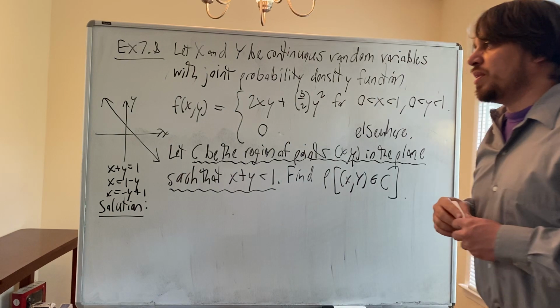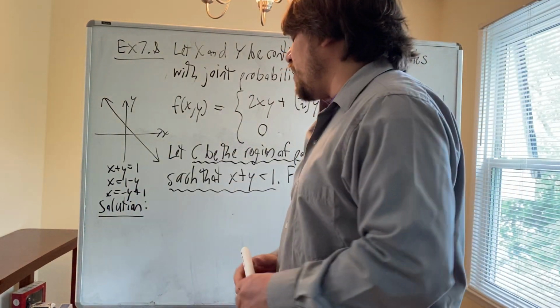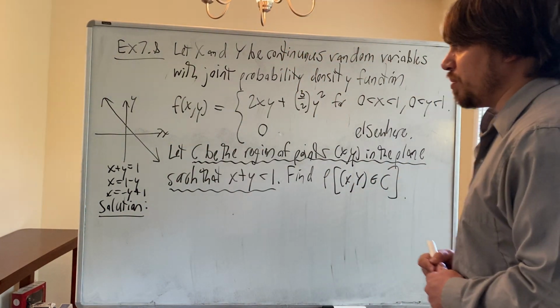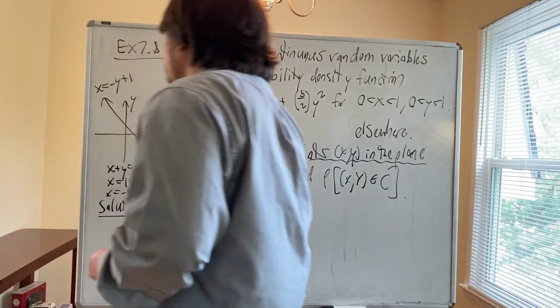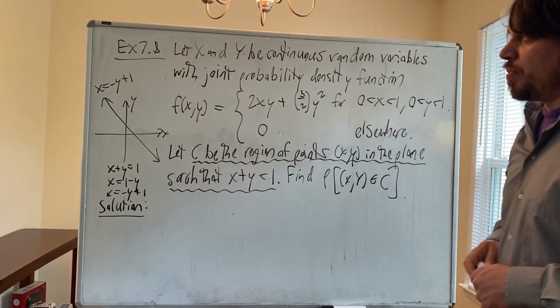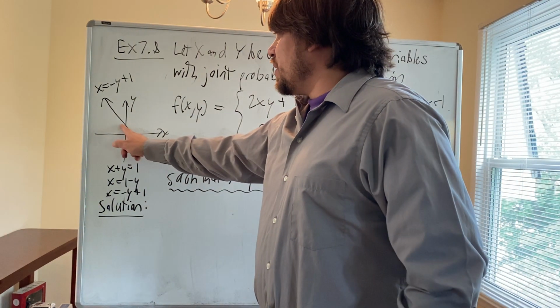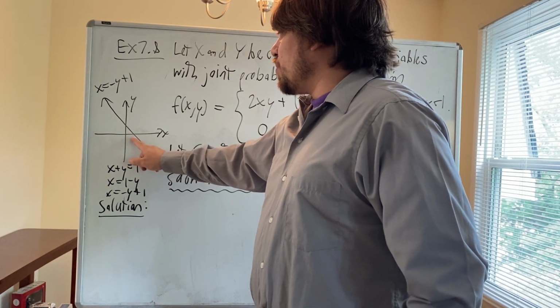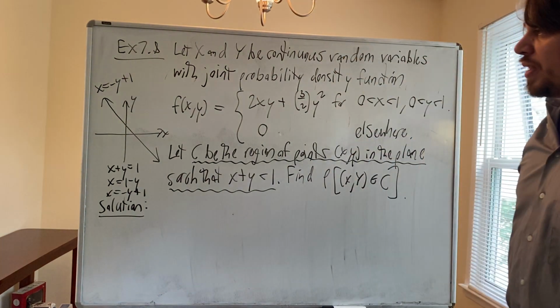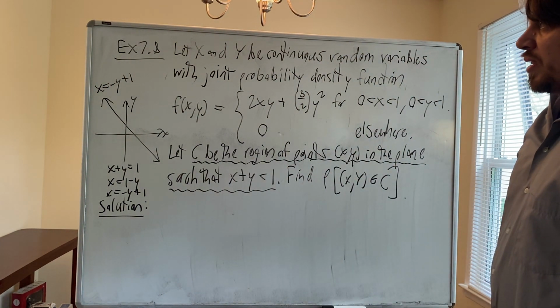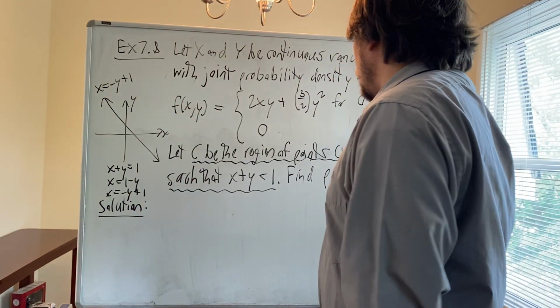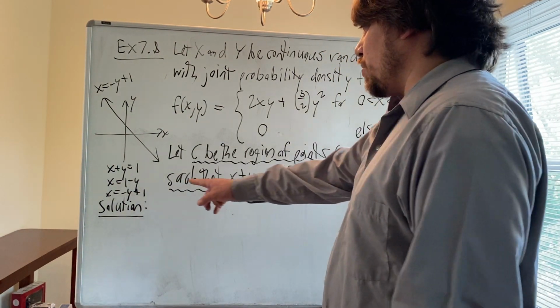By graphing transformations, this is pre-calculus, this is the graph of x equals negative y plus 1. For instance, when y is 1, x is 0. When x is 1, y is 0. And it's a line that goes through those 2 points. So that's x equals negative y plus 1, or x plus y equals 1.